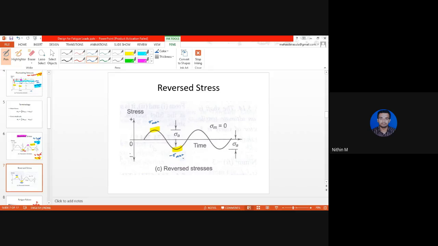So in this case what will happen? As you can see, the mean stress line is sitting at the x-axis itself. So thereby sigma m is equal to 0. What does that mean? Sigma m is sigma max plus sigma minimum by 2. Since sigma minimum is minus sigma max, sigma mean is sigma max plus minus sigma max by 2. This will get cancelled and it will be equal to 0. So thereby sigma m will be equal to 0.